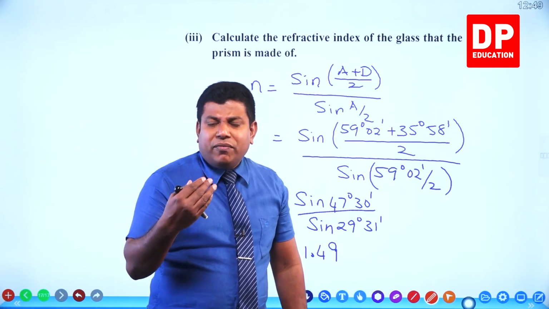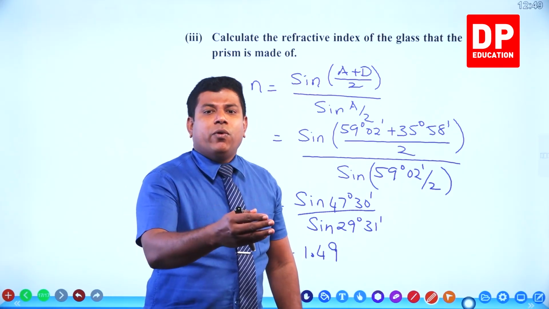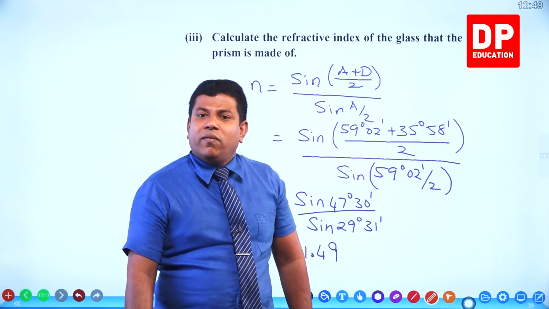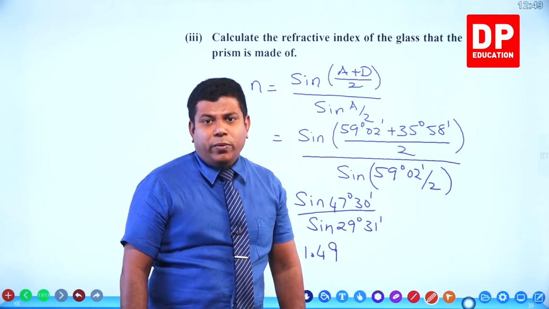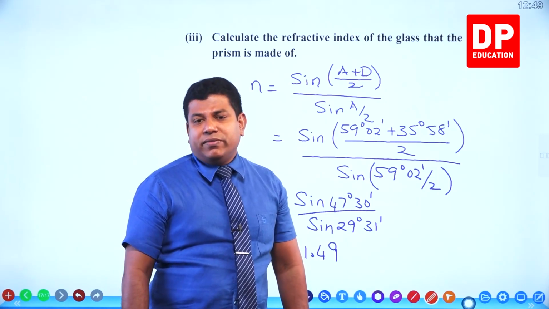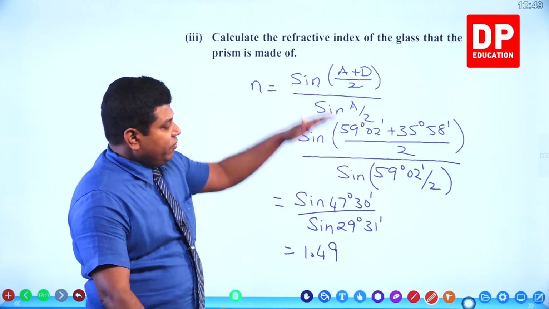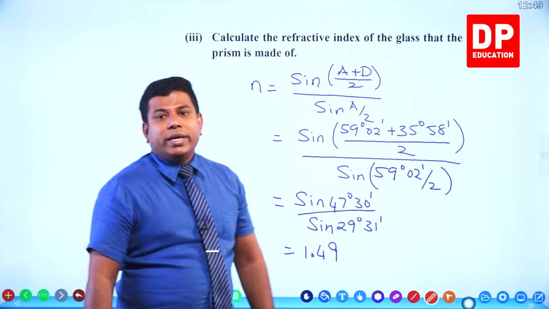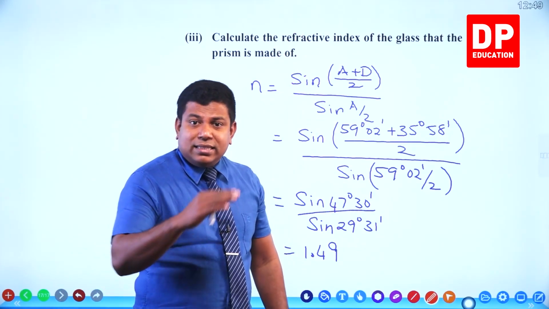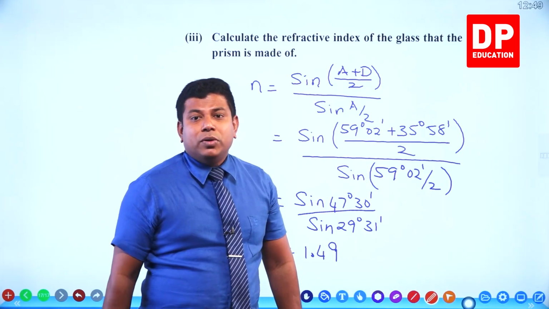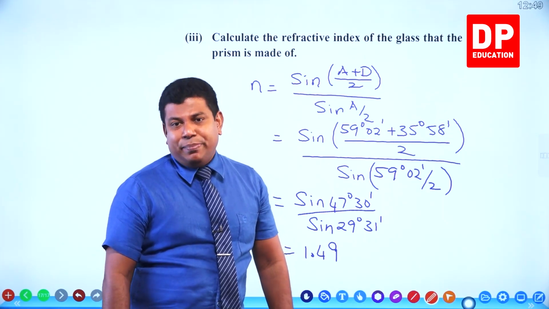They will give a little bit of flexibility. Anyone who has written 1.48 up to 1.5 will get the marks here. 1.48 to 1.50, marks will be given, right? So calculations, don't worry too much about it. Look at the method, how we are doing it. This is what part of the question from the 2019 paper.